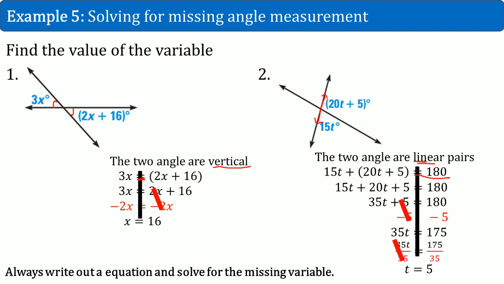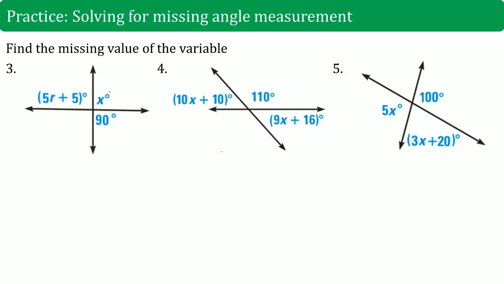This is the hardest that it's going to get when it comes to solving for vertical angles. Make sure you're able to set up the equation properly, then do the algebra. Here I would like you to give this a try. You're going to solve for the missing angle measurement. Remember, set up the equation properly, okay? Ask yourself, are these vertical angles or linear pairs?